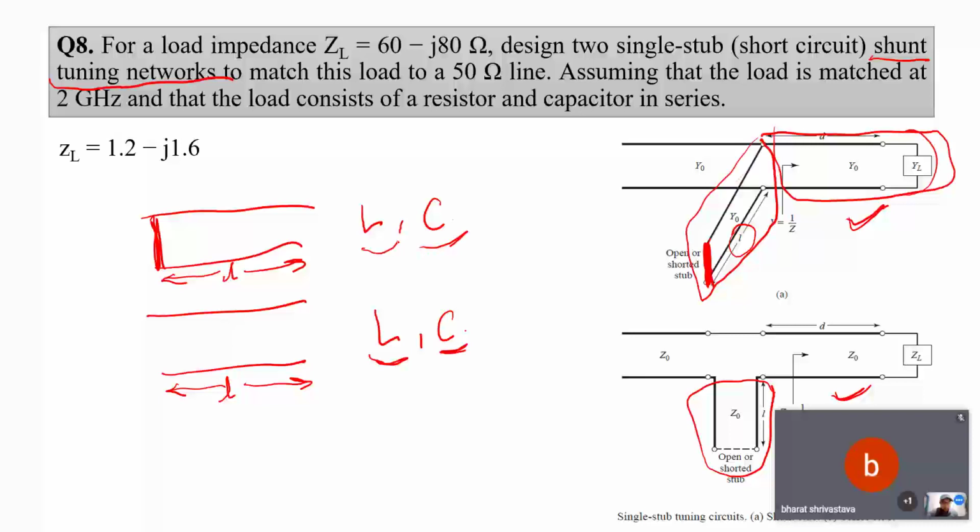And then we will try to nullify the reactive component that we obtain here at this junction point. We will nullify the reactance component, and then this will directly match to this transmission line. So that's how this system will work. So let us now proceed and see how to design this short circuited shunt tuning network.